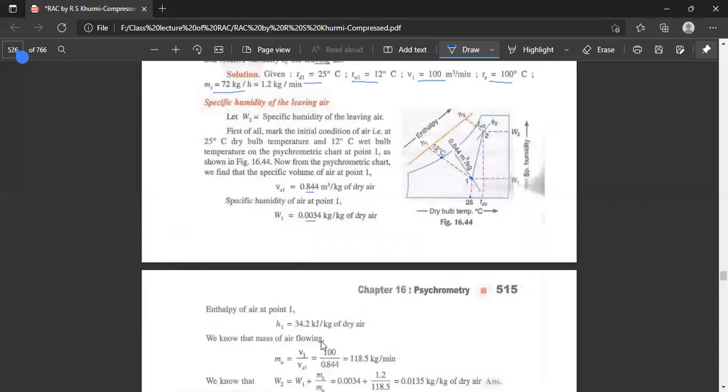Now, enthalpy at the point 1 from the chart is given as, if you drop a perpendicular over the enthalpy line, you get H1 32 kilojoule per kg of dry air. Now, the mass of air flowing. Ma, the mass of air flowing, is equal to the velocity of incoming air divided by the specific volume of incoming air.